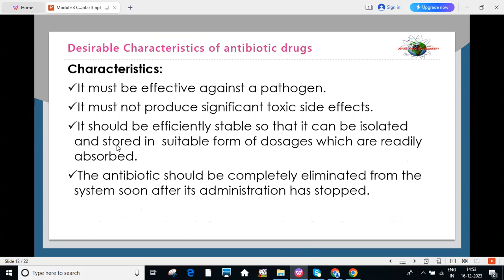So, these are the characteristics of antibiotic drugs. It must be effective against a pathogen and it must not produce significant toxic side effects. It should be sufficiently stable so that it can be isolated and stored in suitable forms of dosage which are readily absorbed. The antibiotic should be completely eliminated from the system soon after the administration has stopped.